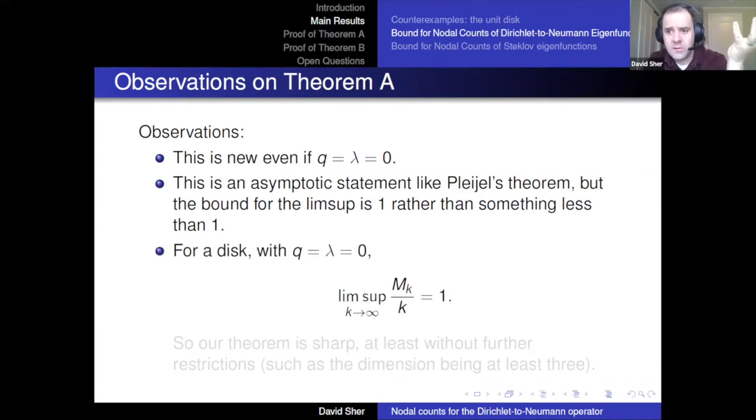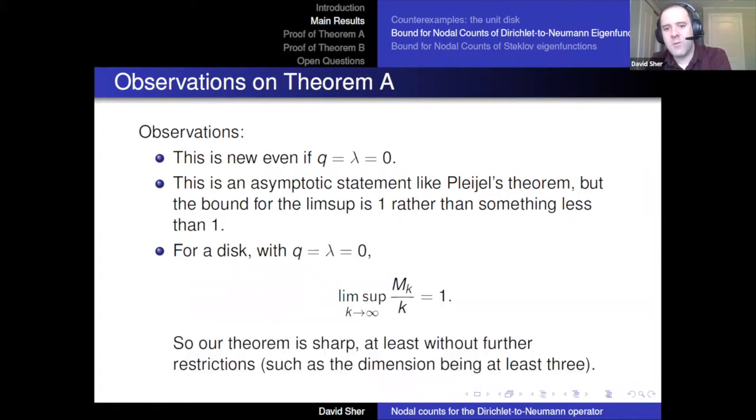In fact, if you take a disk with q and lambda equal to 0, we all know what the Dirichlet-to-Neumann eigenfunctions for that are. They're just the same as the Laplace eigenfunctions on the boundary. And so m_k is either k or k minus 1, depending on whether k is even or odd. And therefore, the lim sup is 1. So that means that what we have is sharp. You can't do better than 1 in full generality, at least not without some further restrictions. Again, we'll talk about some open problems at the end. We have some ideas in that direction. So that's our main result for M_k. I'm calling it Theorem A just to distinguish it from the other result.